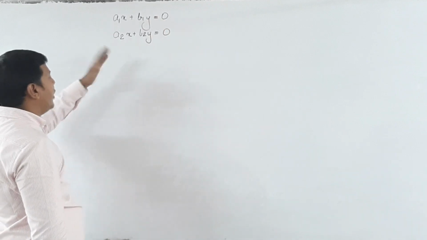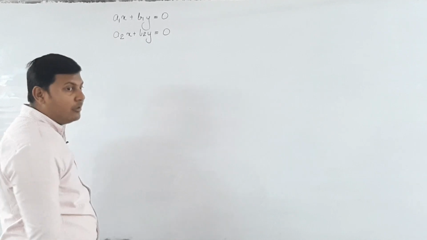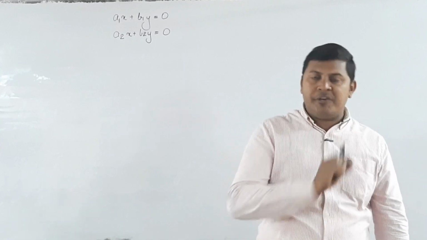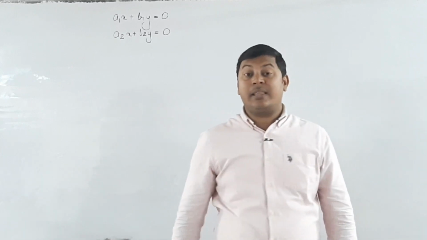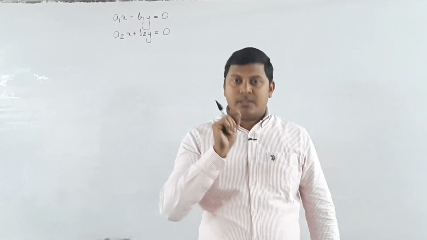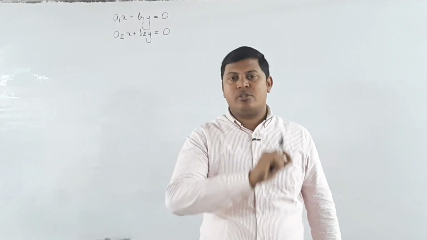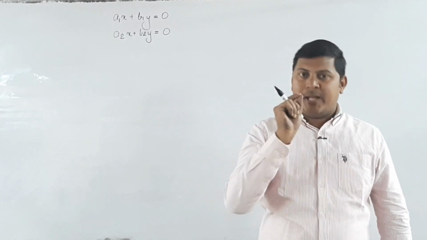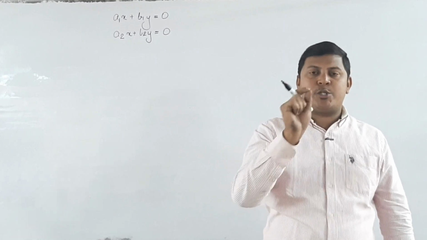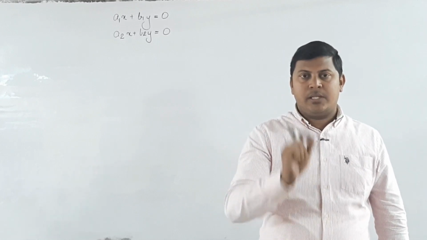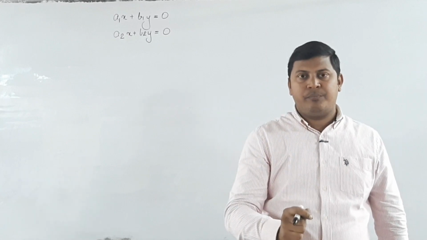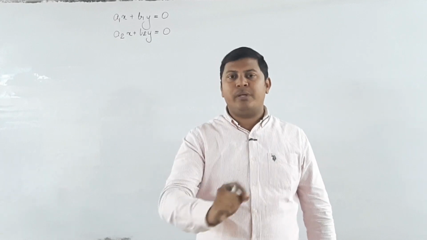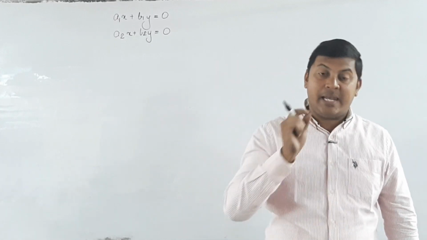In the above pair of equations, we see that we don't have the constant terms. So if we don't have the constant terms, then this pair of equations is said to be a homogeneous set of equations. If linear equations in two variables don't have the constant terms, then the pair of linear equations in two variables is said to be a homogeneous set of equations.